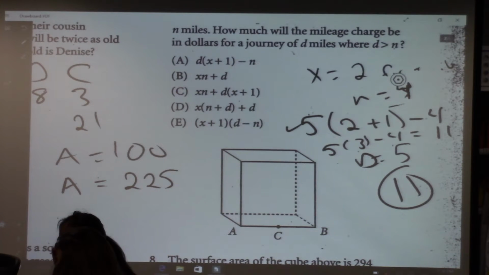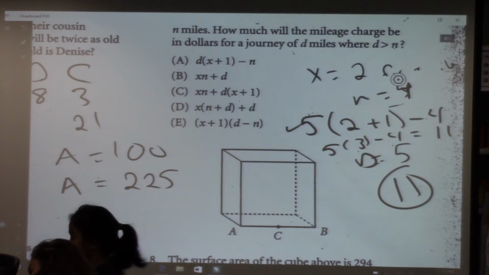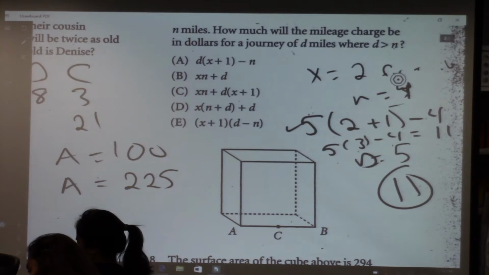I have a question. Yes. So is D the amount of miles over N or the miles in total? D says for a journey of D miles. So that's the total.